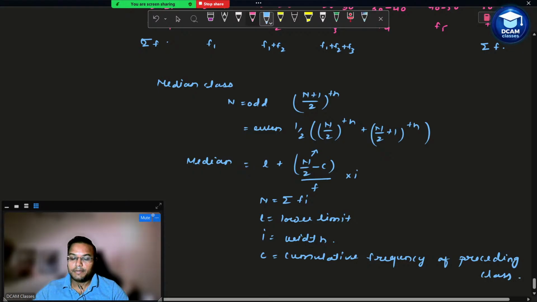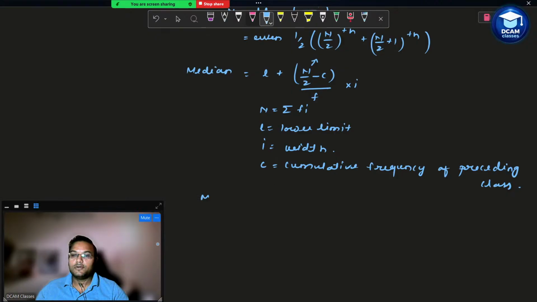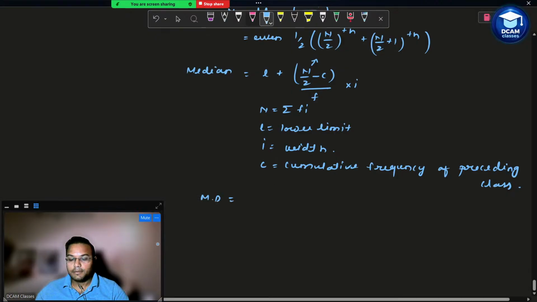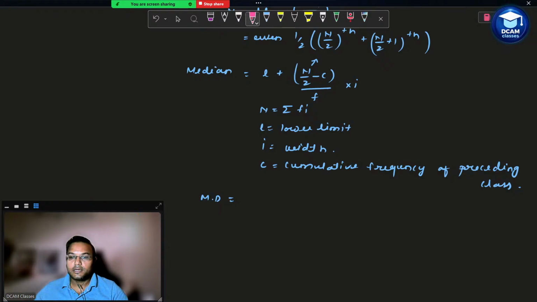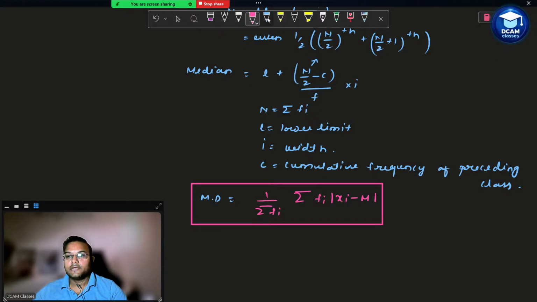This is how we find a median. But now when you are finding the mean deviation for this, the formula is 1 by sigma fi mod xi minus m. Now what xi value will you be taking here? The problem in this formula, for this kind of ranged, continuous data, is what xi value you will be taking.